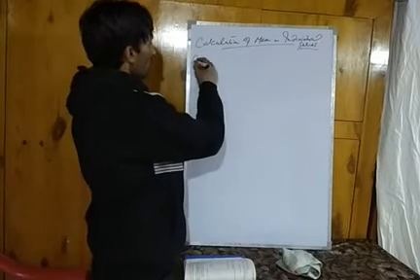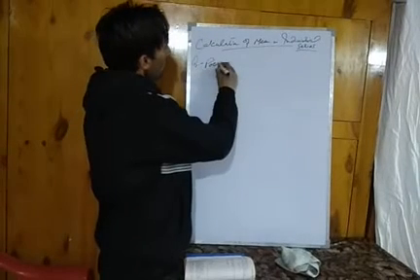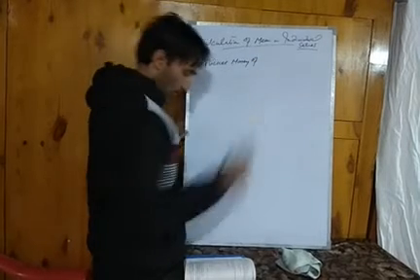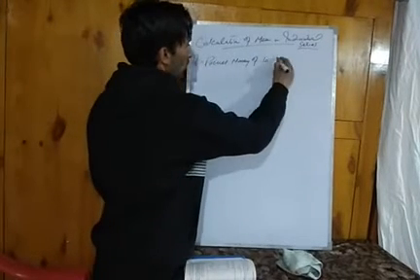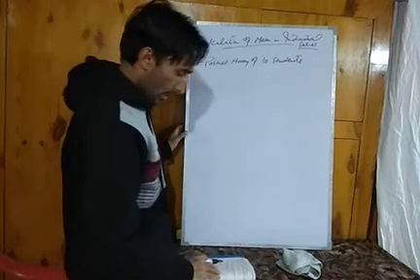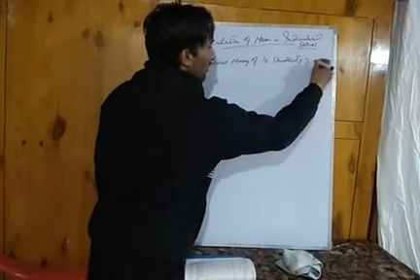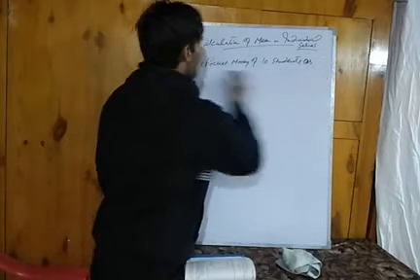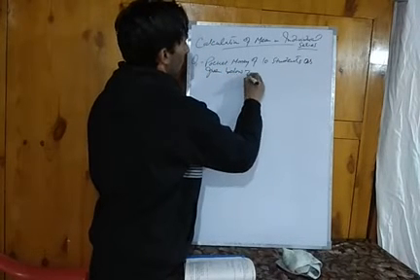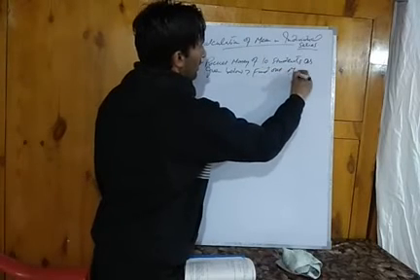The question is: we have pocket money of 10 students. Find out mean as given below.